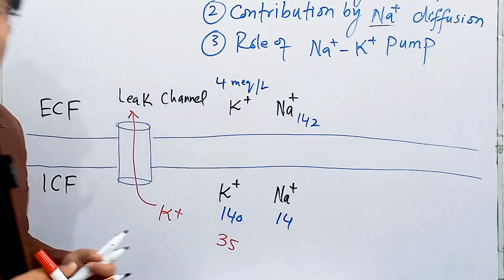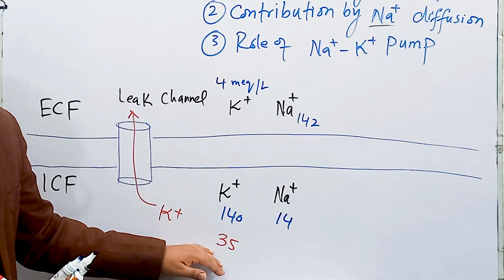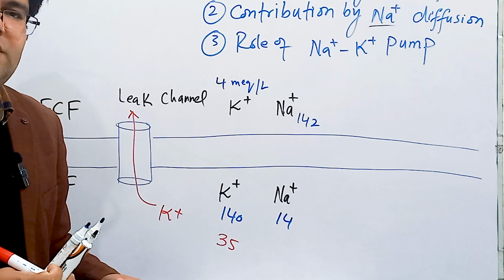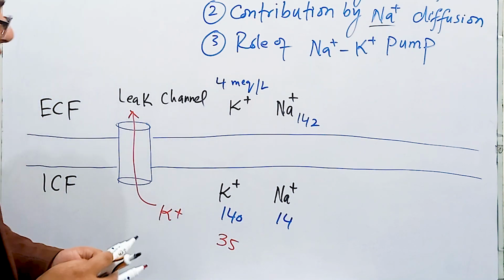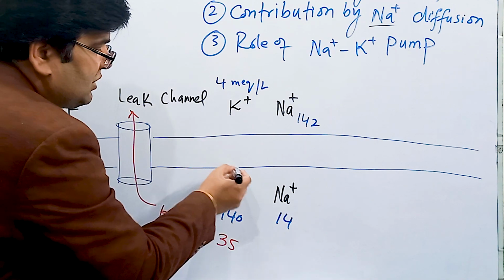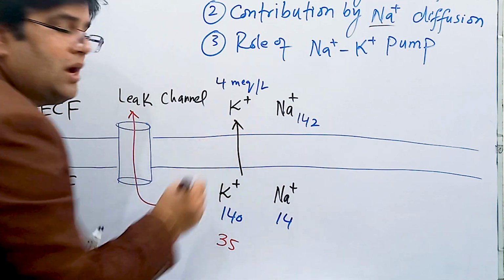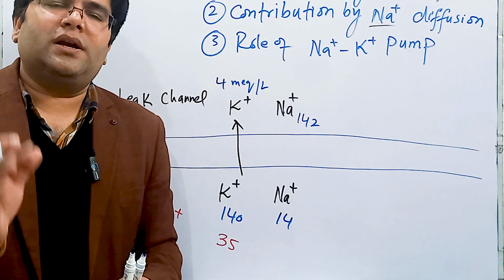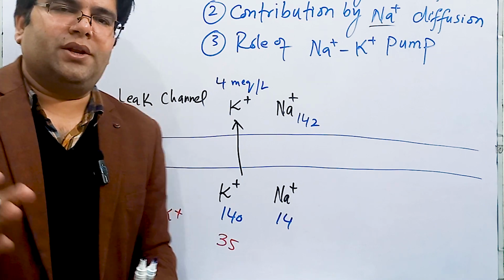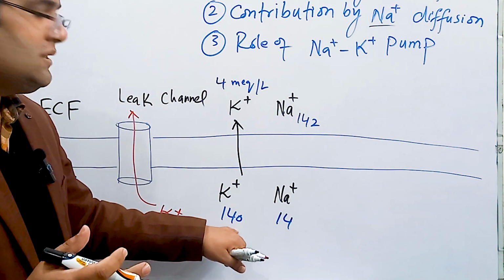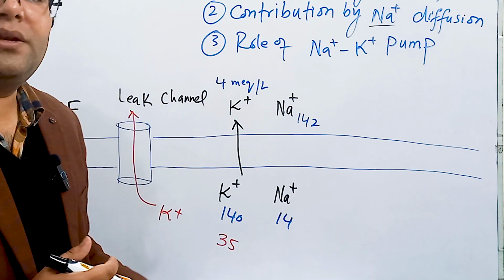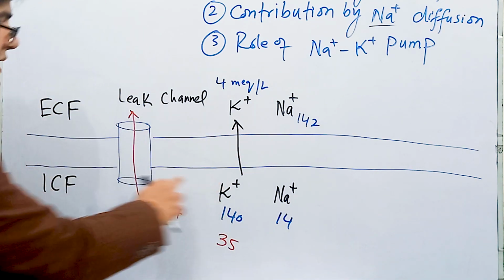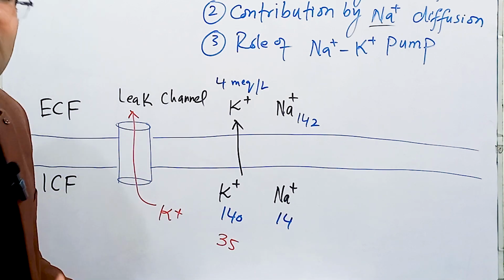So it means the potassium inside of the cell is 35 times more as compared to outside of the cell. This creates a very high gradient of potassium, and this tends potassium to flow from inside to outside of the cell because diffusion occurs along the concentration gradient. So potassium diffuses from its higher concentration of 140 to 4 milliequivalents per liter into outside of the cell, and this passes through the potassium leak channel.